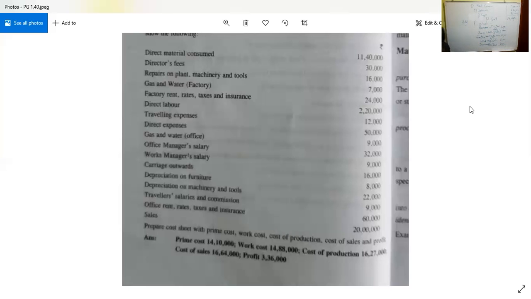So we will add up with this. How much is it? 16,000 plus 7,000 plus 24,000 plus 32,000 plus 22,000. 1,01,000 plus how much is it? 14,10,000.